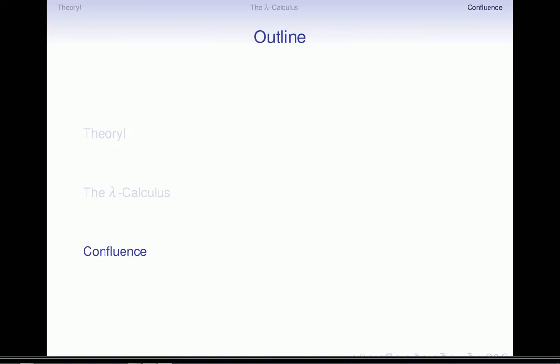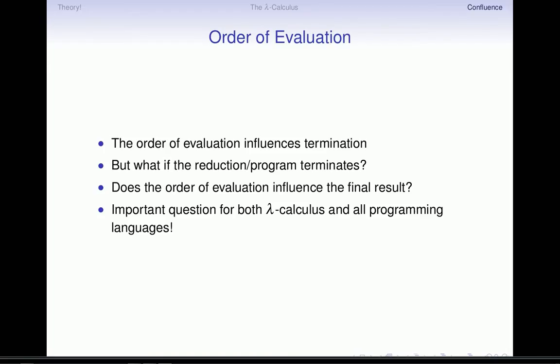We now come to the last part of today's talk, which is confluence. I have mentioned before that the order of evaluation, that means which lambda do I reduce first and which one last, is important for the termination of a program. But what if the reduction in a program terminates? Let's take that for granted for now. Does the order of evaluation also influence the result? This is an important question for the lambda calculus and all programming languages in total.